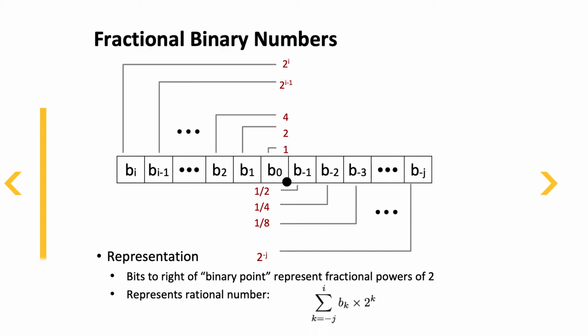So the way that we would mathematically represent a rational number as opposed to an integer is with another summation, right? We're going to go from k equals -j, so -j, that's our furthest to the right of the binary point. We'll just count all the way up from that negative value all the way up to i, which is our most significant bit to the left of the binary point. For each iteration, we add b sub k, so the value of the bit in that place times 2 to the k.